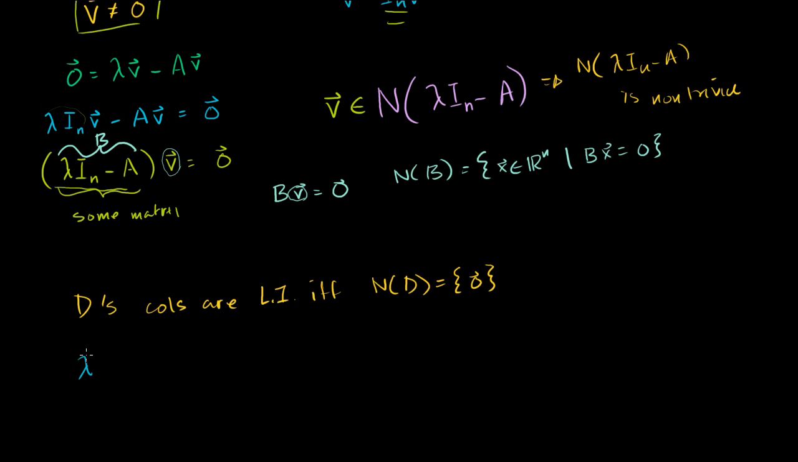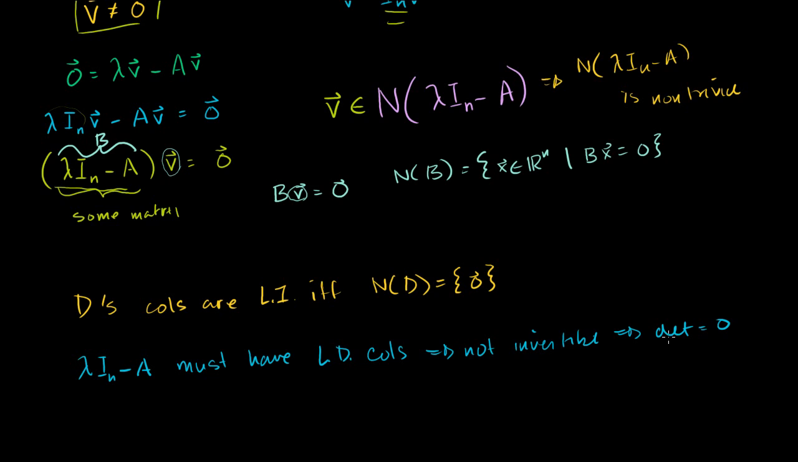So we know that, and I just wrote that there to kind of show you what we do know. And the fact that this one doesn't have a trivial null space tells us that we're dealing with linearly dependent columns. So lambda I_n minus A, it looks all fancy, but this is just a matrix, must have linearly dependent columns. Or another way to say that is, if you have linearly dependent columns, you're not invertible. Which also means that your determinant must be equal to 0. All of these are true. If your determinant is equal to 0, you're not going to be invertible. You're going to have linearly dependent columns.